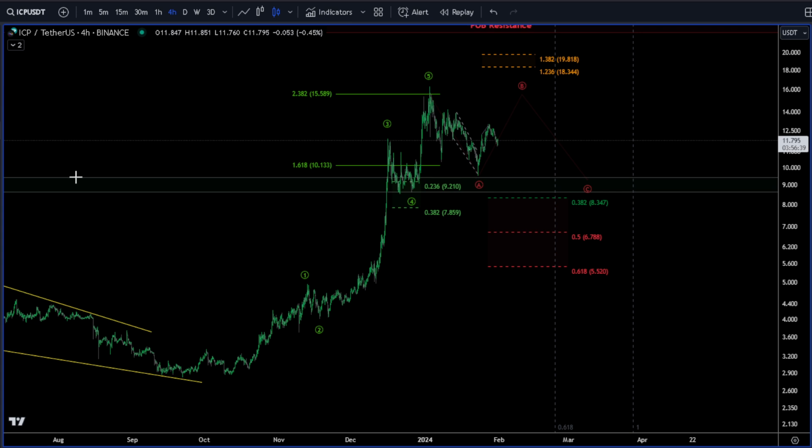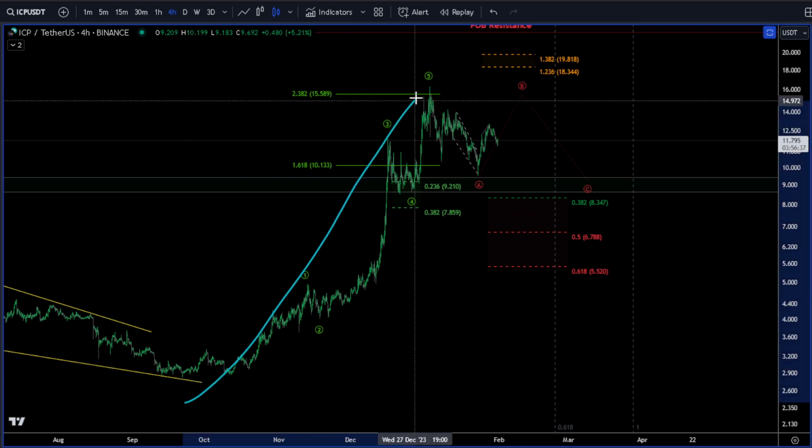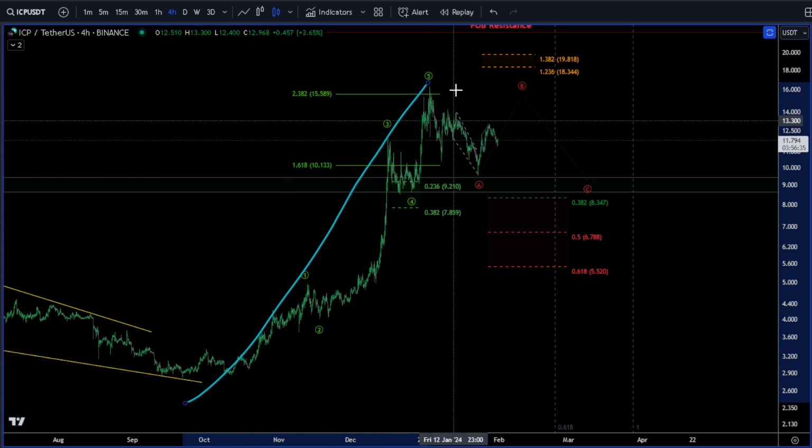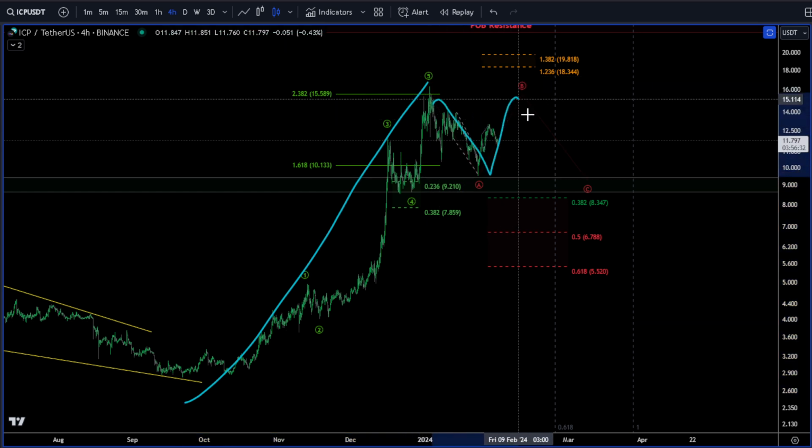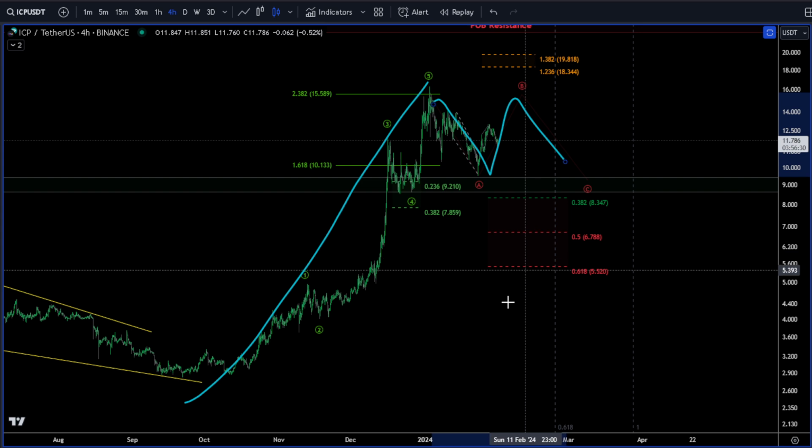So I use fib time just to judge how long a correction should take, and we're correcting this entire 5-wave impulse, so we should expect at least around a 618 extension in time.